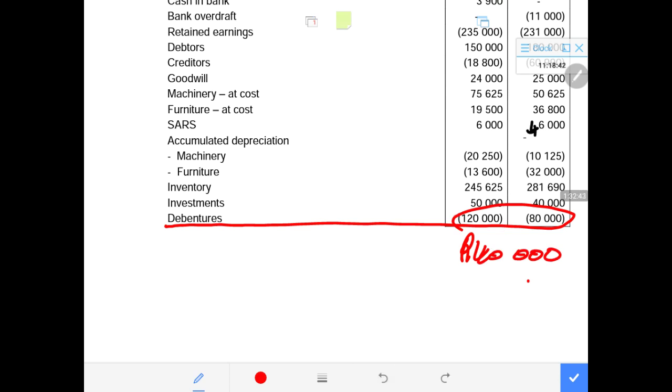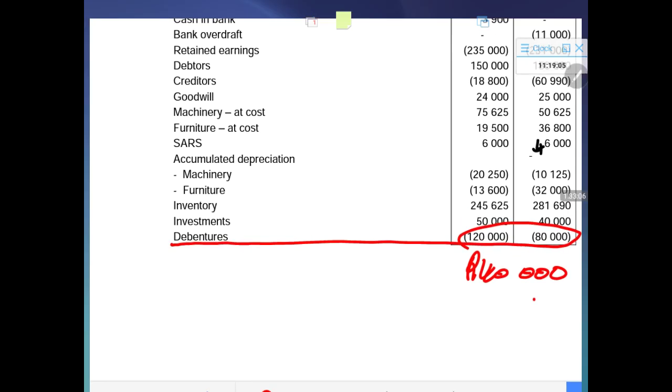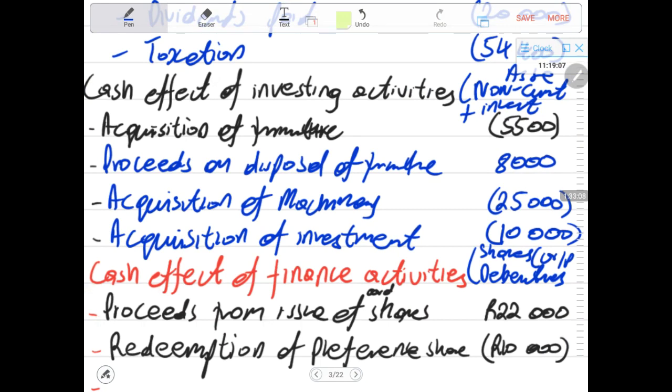Debentures are equity. Although debentures can be liabilities, in this case, so far at your level, debentures are equity. And equity increases on the credit side. Now that has been taken into account. So 40,000 is the acquisition of debentures. We issued more debentures and people bought more debentures and we received money from the issue of debentures. So this will be acquisition of debentures.